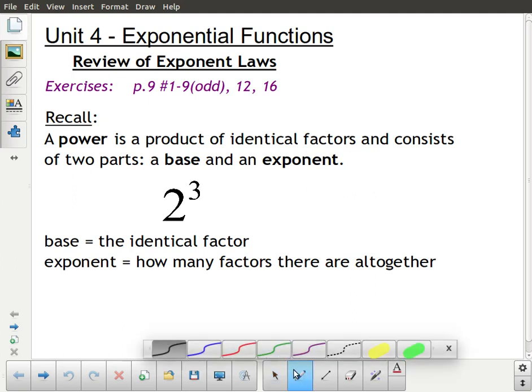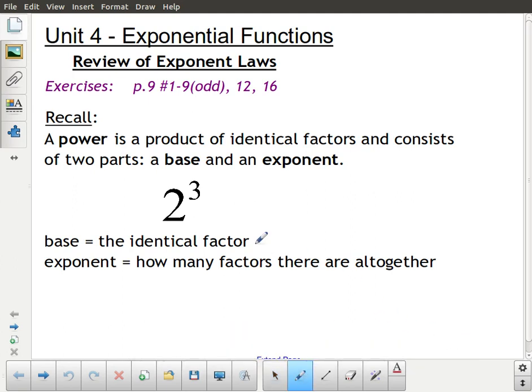Let's start right at the beginning talking about when we talk about a power. A power is a product of identical factors, and it's made up of two parts, the base and the exponent. What this is essentially saying is my base is 2, and the exponent 3 means that I need to take that 2 and multiply it by itself 3 times, which of course in this case gives us the answer of 8.